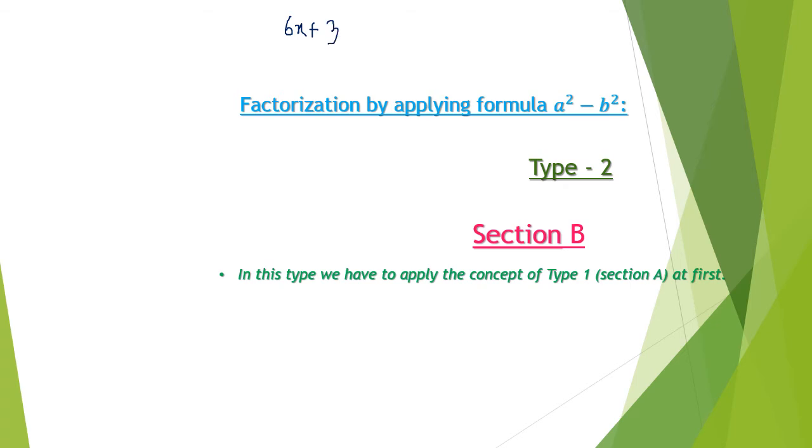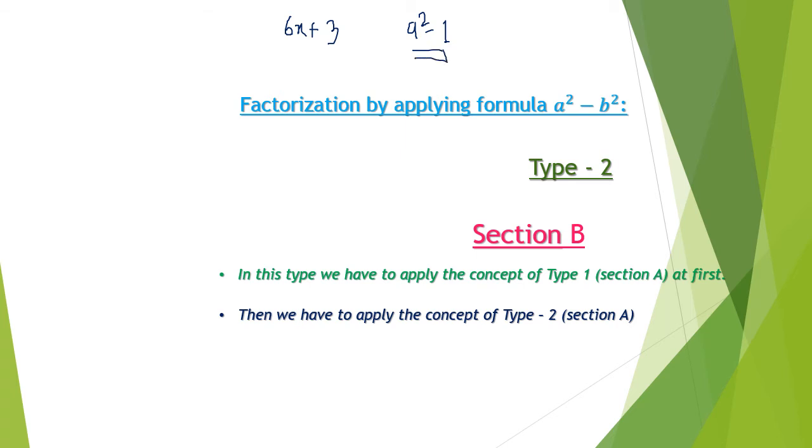Then we have to do the same thing in this also, and then apply the concept of type 2 section A. The first question we did is a square minus 1. You can see the factorization of a square minus 1 in this video, and the factorization of 6x plus 3 you can see in the part 1 video. So let's start with the help of these examples. Example 1: factorize x cube y minus x y cube. First keep in mind we have to apply the concept of type 1 section A.